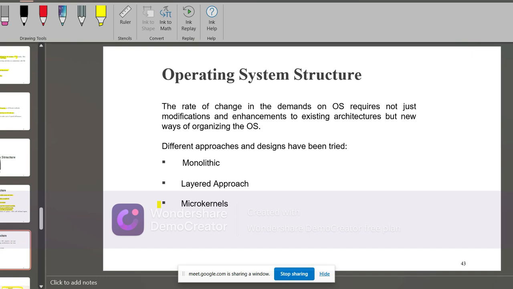So we'll see the structure of an OS. First, we'll discuss the simple structure of the OS, then we'll see the monolithic structure, then we'll see the layered approach of the OS, then we'll see the microkernel. What is there in the simple structure of the OS?